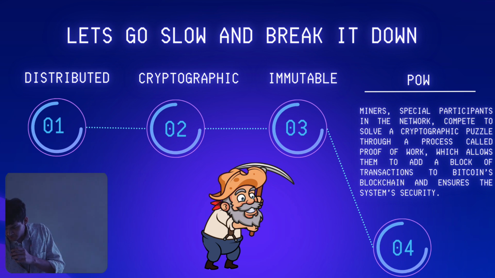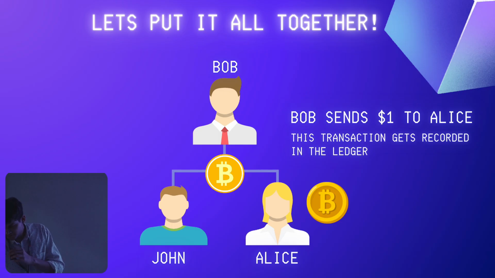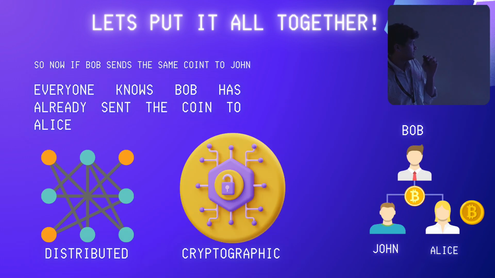So let's put it all together. Bob sends the coin again. Bob sends $1 to Alice. But this time, this transaction gets recorded in the ledger. Now, if Bob sends the same coin to John, everyone knows that Bob has already sent this coin to Alice before because of the ledger. So it's going to deny it.